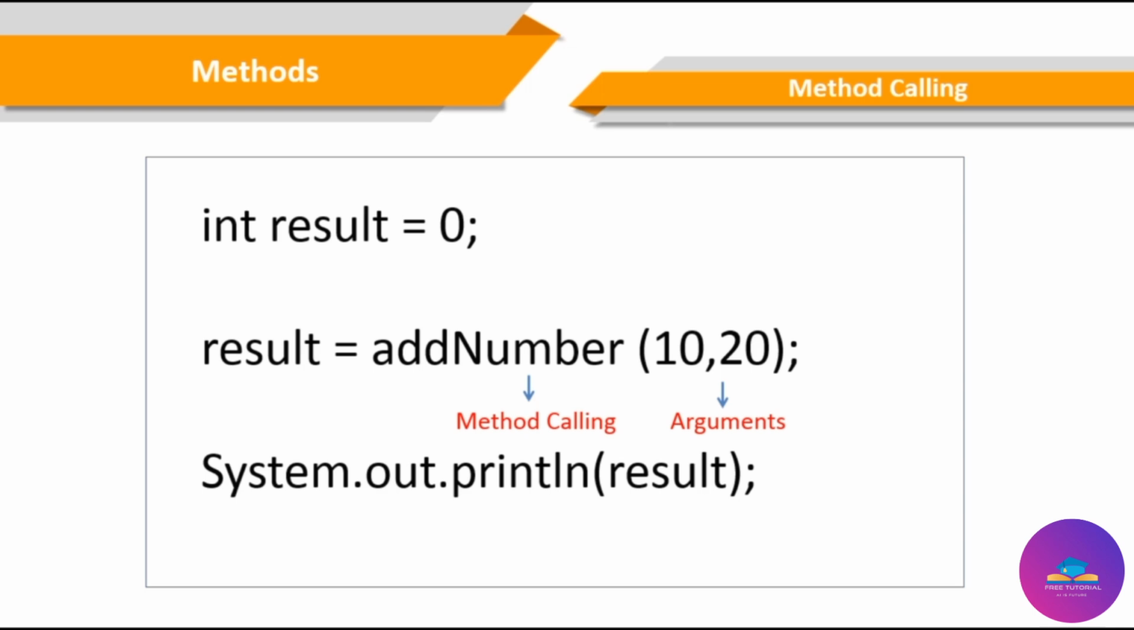Arithmetic sum, that's the operation that's performed in the addNumber method, and the return value of the addNumber method is assigned to the variable result. And then we simply show the result value, 30, on the screen. Also, we can directly use the addNumber method in the print method instead of assigning a new variable, and the result remains the same.